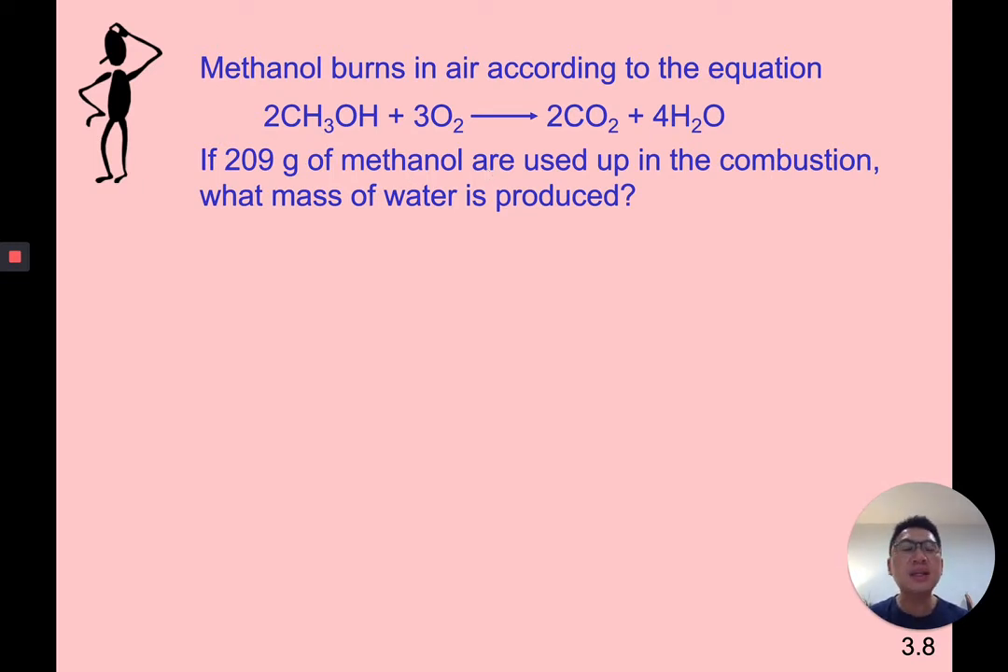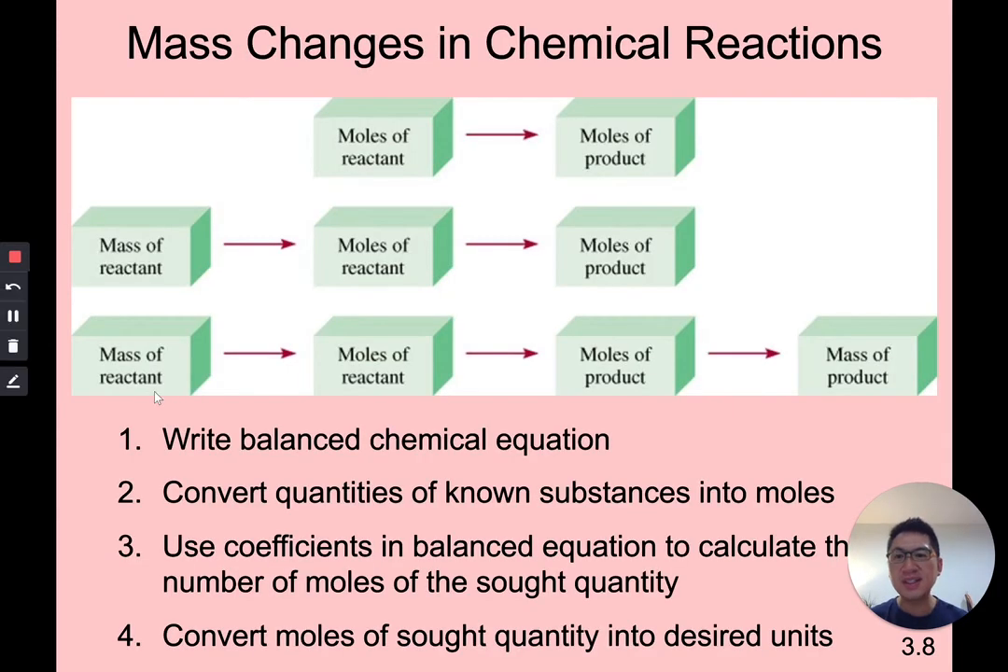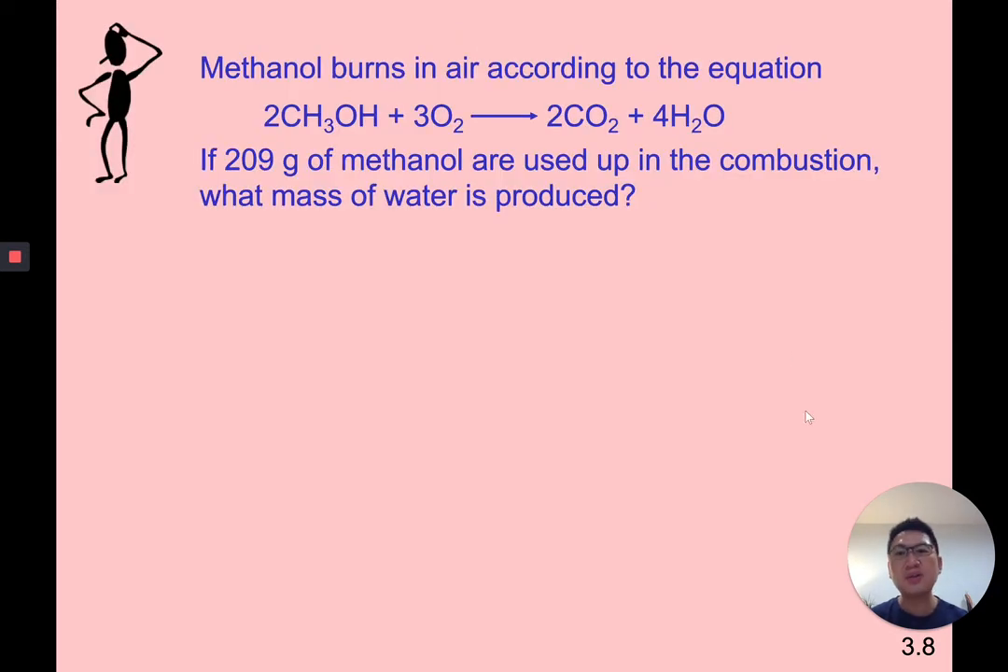The only thing I know from this equation is 2 moles of methanol makes 4 moles of water. Coefficient 2 moles of methanol makes coefficient 4 moles of water. But we are not given moles. We're given grams, 209 grams of methanol. So those aren't moles. Always the first thing you need to do, once you have the balanced chemical equation, is convert the quantities of the known substances into moles. So the first thing is to change your grams of methanol into moles.